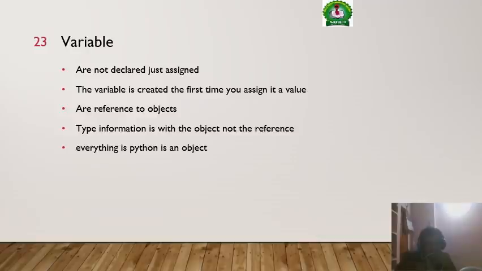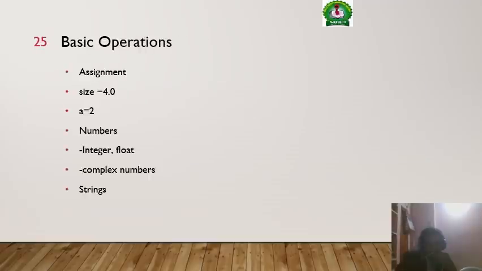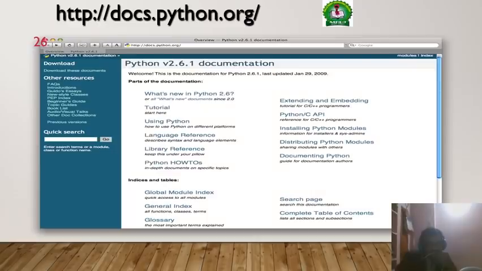And a variable is a data name to store the data value. It is referencing the name of the object, and the type. Everything in Python is an object, right? Everything is an object. Data type is a property of the object, not of a variable, right? So basic operations: assignment, numbers and integer, float, complex and strings. So this is Python 2.6.1, right?